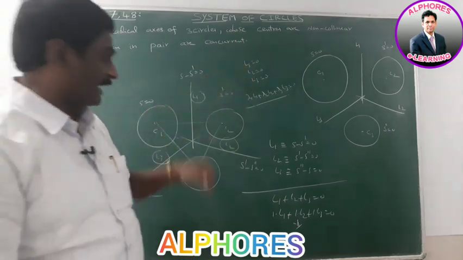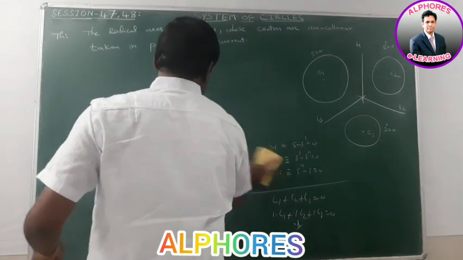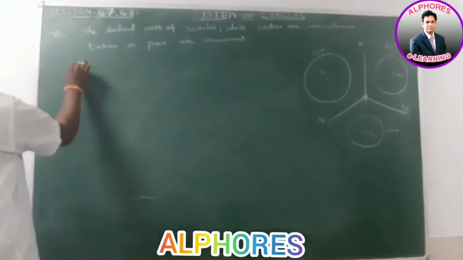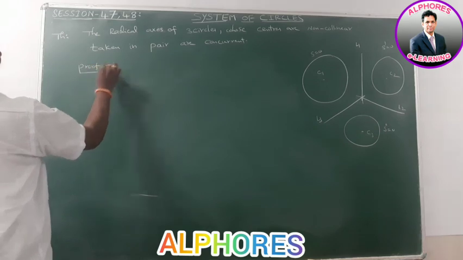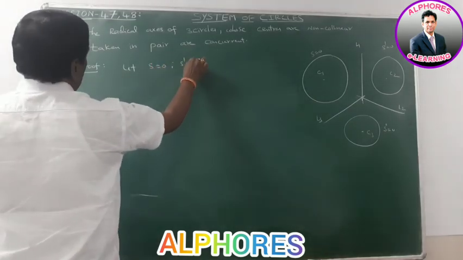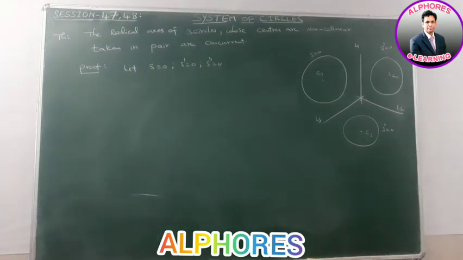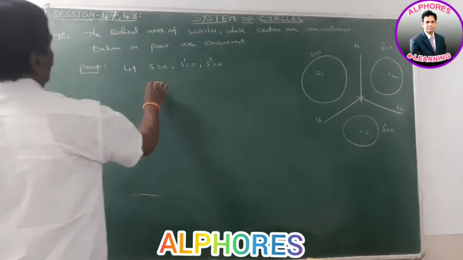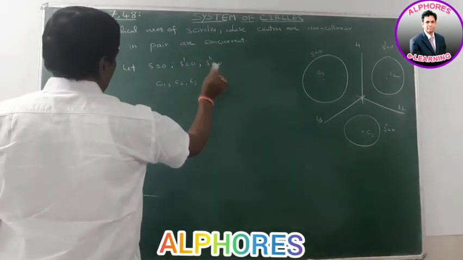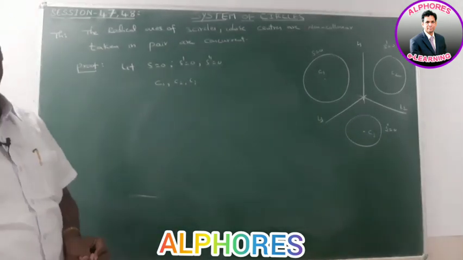Okay, please note this diagram. Proof. Let S is equal to 0, S dash is equal to 0, S double dash is equal to 0 be 3 given circles whose centers are C1, C2, C3 respectively. Here C1, C2, C3 are non-collinear.